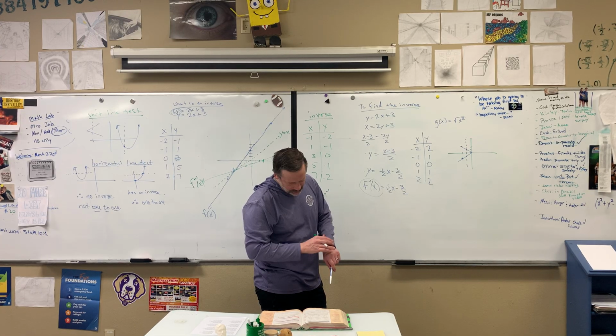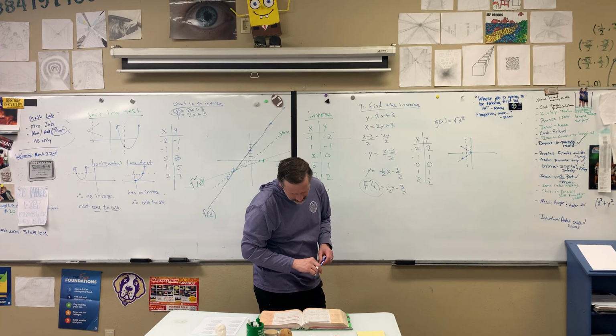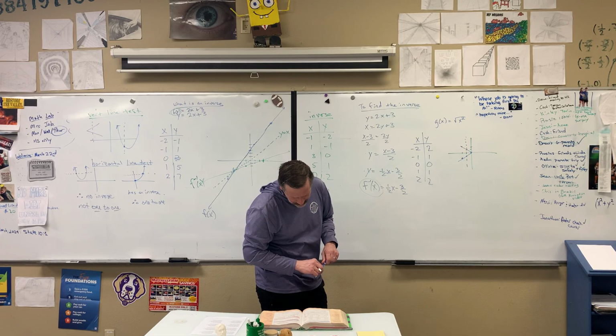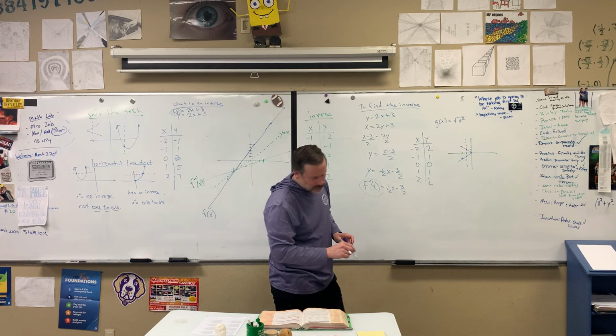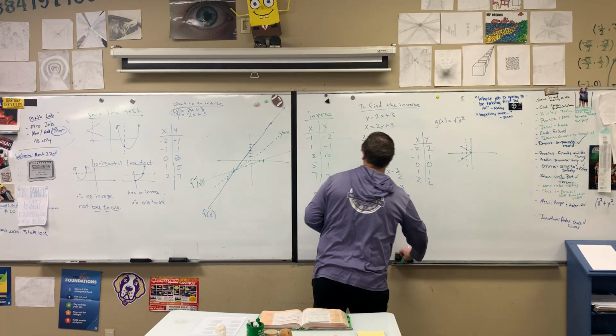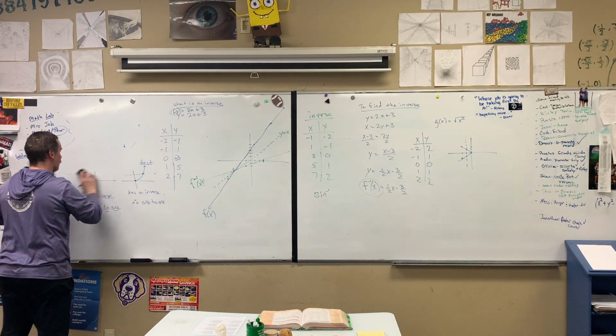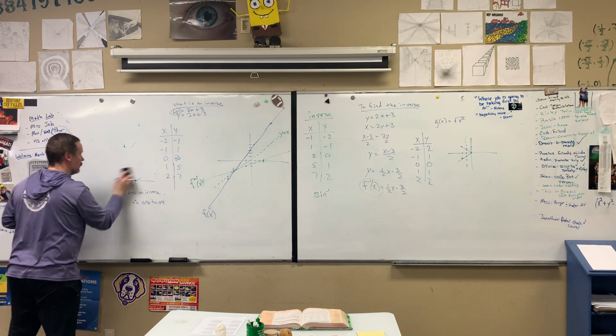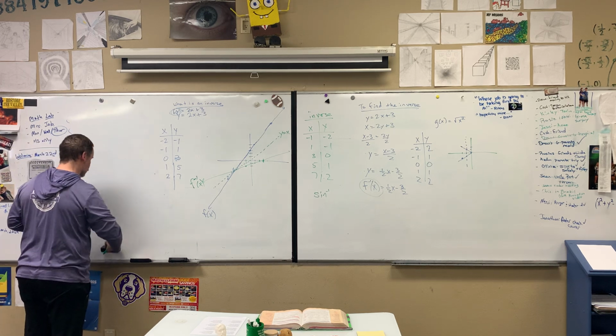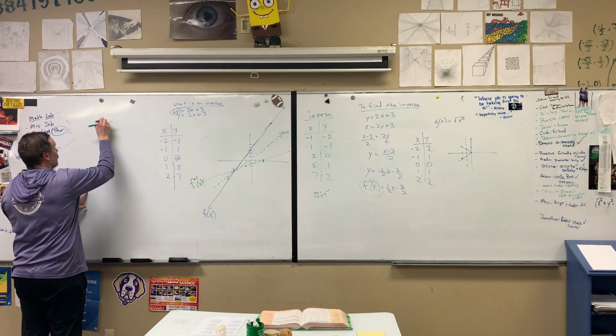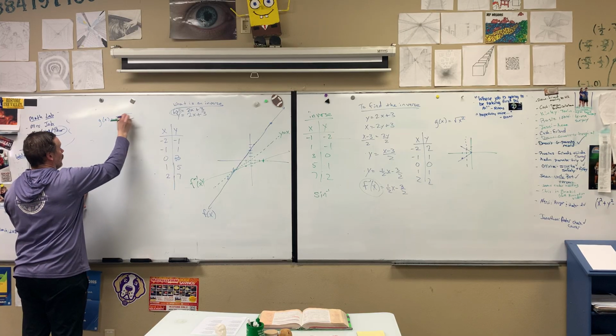I think we have enough time for one more. Let's go with the cube root of 2x. Let me erase this over here. Okay, we have the cube root of 2x. So g of x is equal to the cube root of 2x.